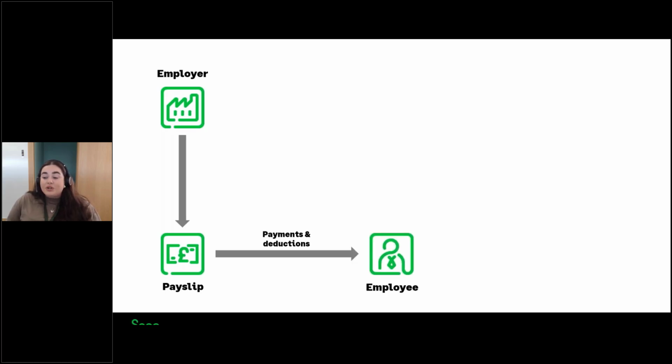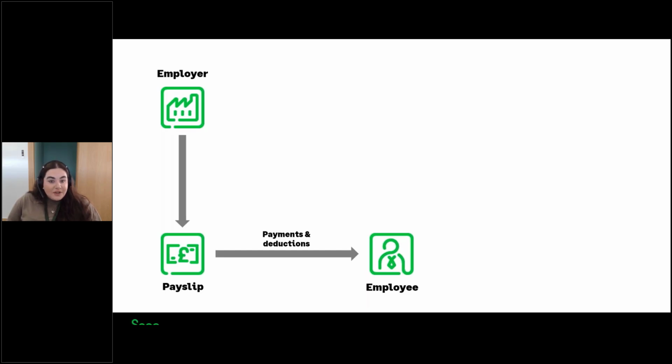And from this, the payroll would then be processed. And during this process, the pay slips are going to be produced for the employees, which does include things like payments and deductions to the employee. So they get paid, and that's made up of a variety of payments and deductions.